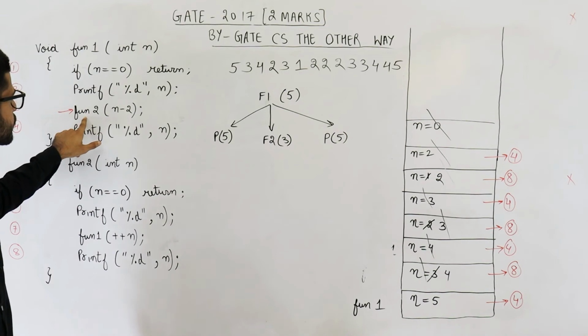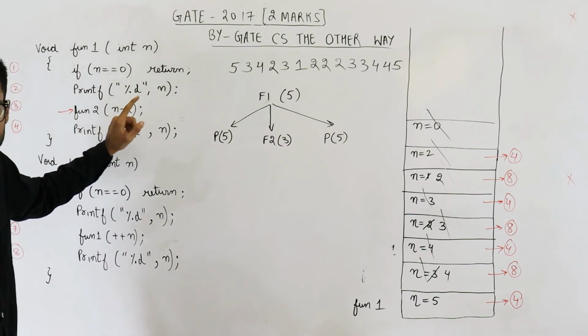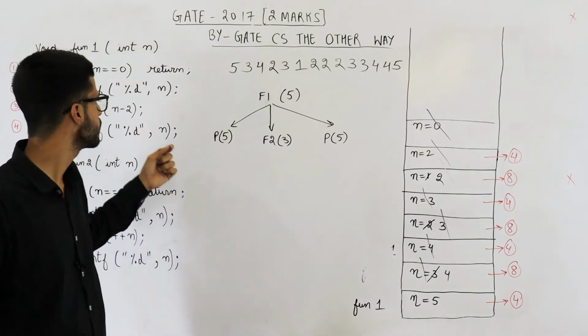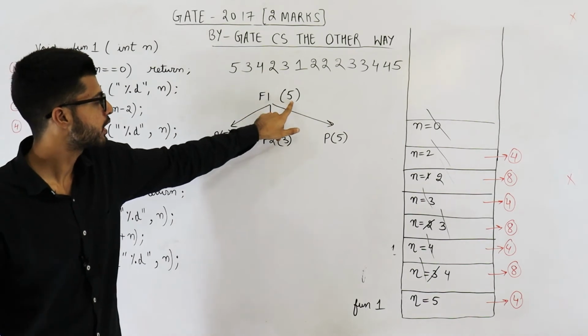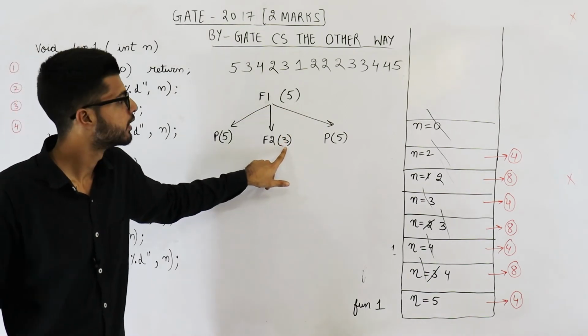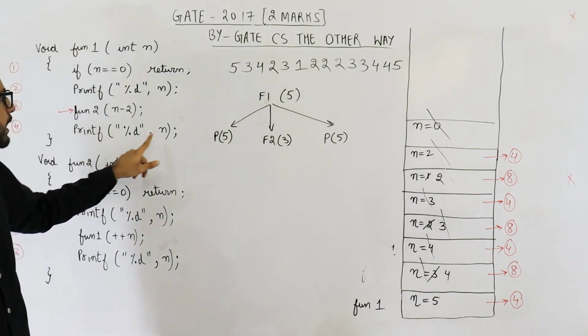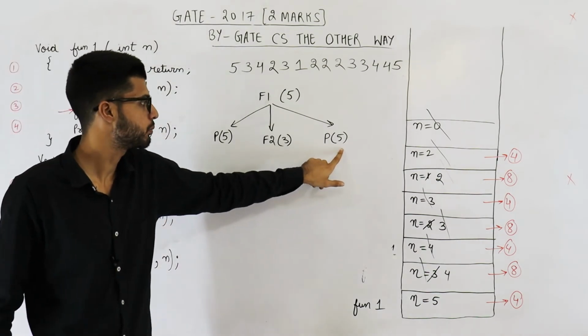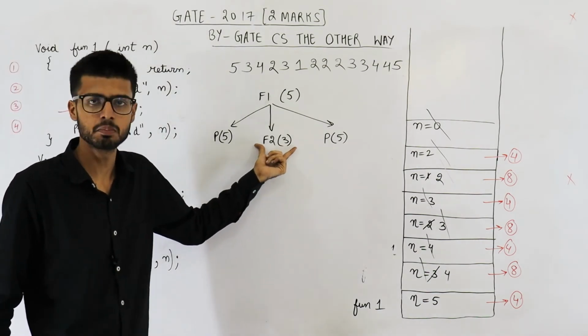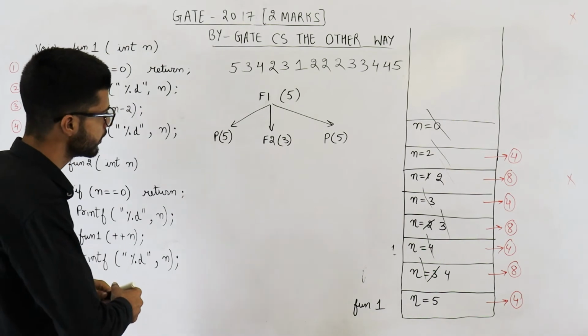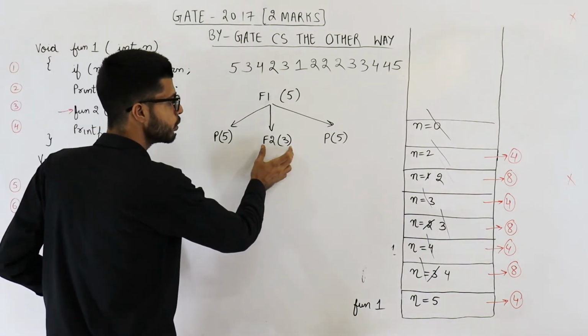Second line is fun2 n minus 2. So function fun2 is called with value n minus 2. N is 5, n minus 2 will be 3. Then third line is printf n. So this line will be executed after the previous line has completely executed. Then you are calling function fun2 with value 3.